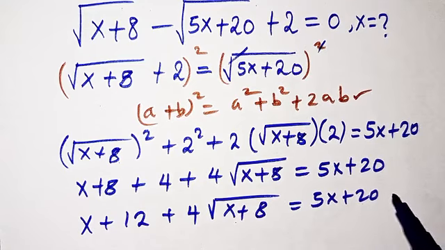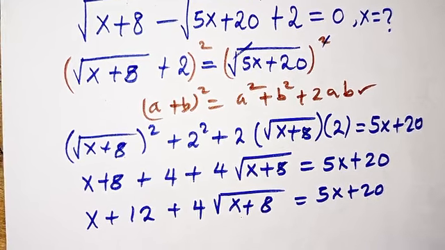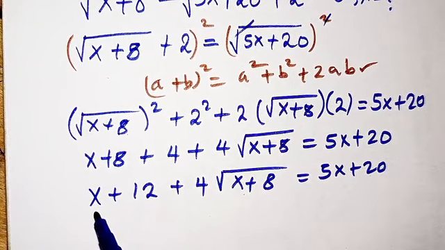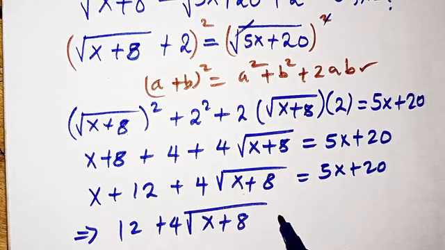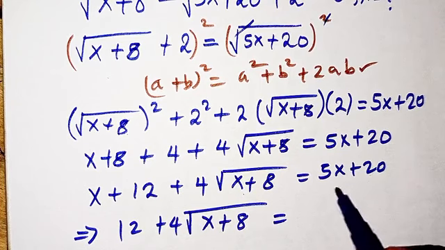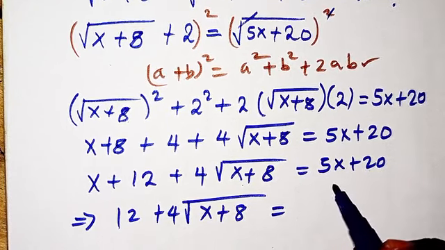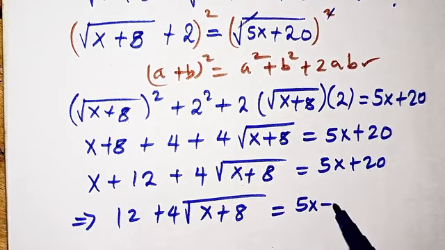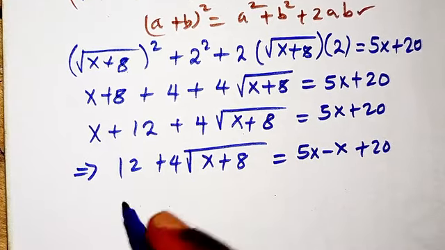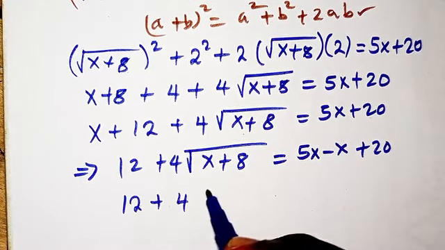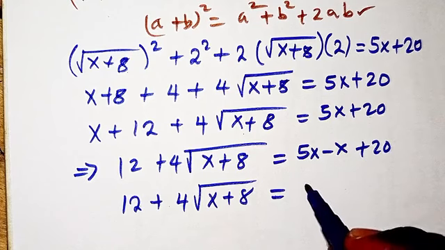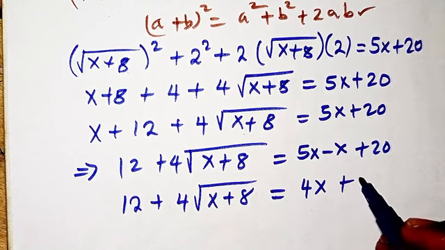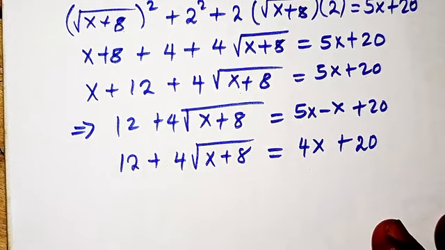So now the next thing we are going to do is that I'm going to transpose this x down to this place. This will be 12 plus 4 root x plus 8, then equals, then here the 5x minus x plus 20. So I'm going to be having 12 plus 4 the square root of x plus 8 equals 5x minus x, that will give us 4x, then plus 20.